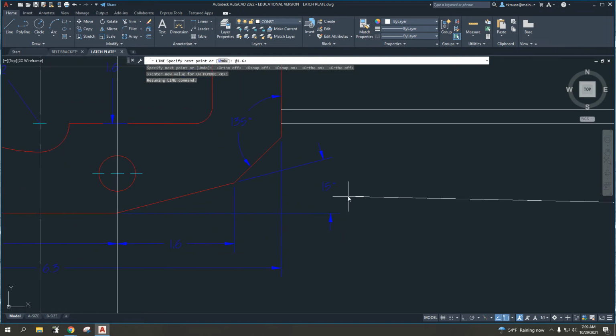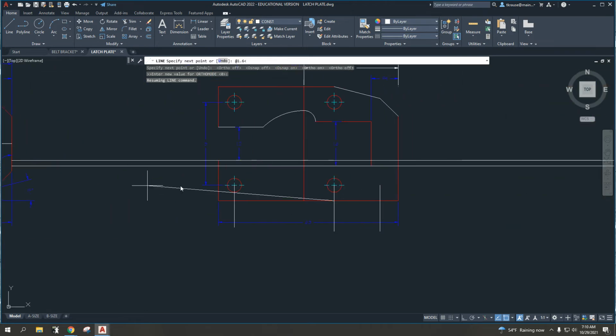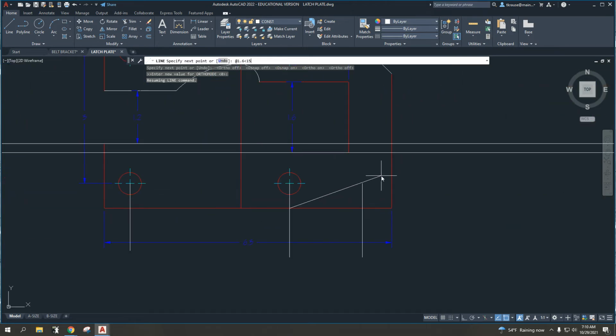And again, let's go back. This is a 15-degree angle. The computer sees horizontal to the right as 0, so I can actually just type in 15 degrees here. So 15, I hit enter. Okay, and then let me escape.